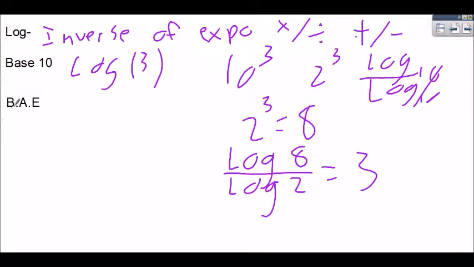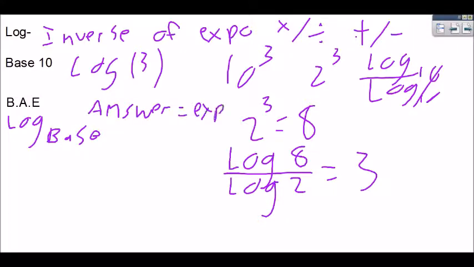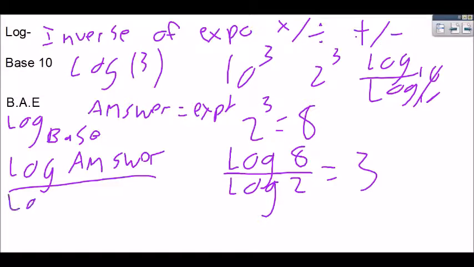But the way I remember is BAE. In your textbook, it's going to say log base answer exponent. But to type that into our calculator, we have to do log of our answer divided by log of our base to make those log 10s cancel. And that's going to equal our exponent.